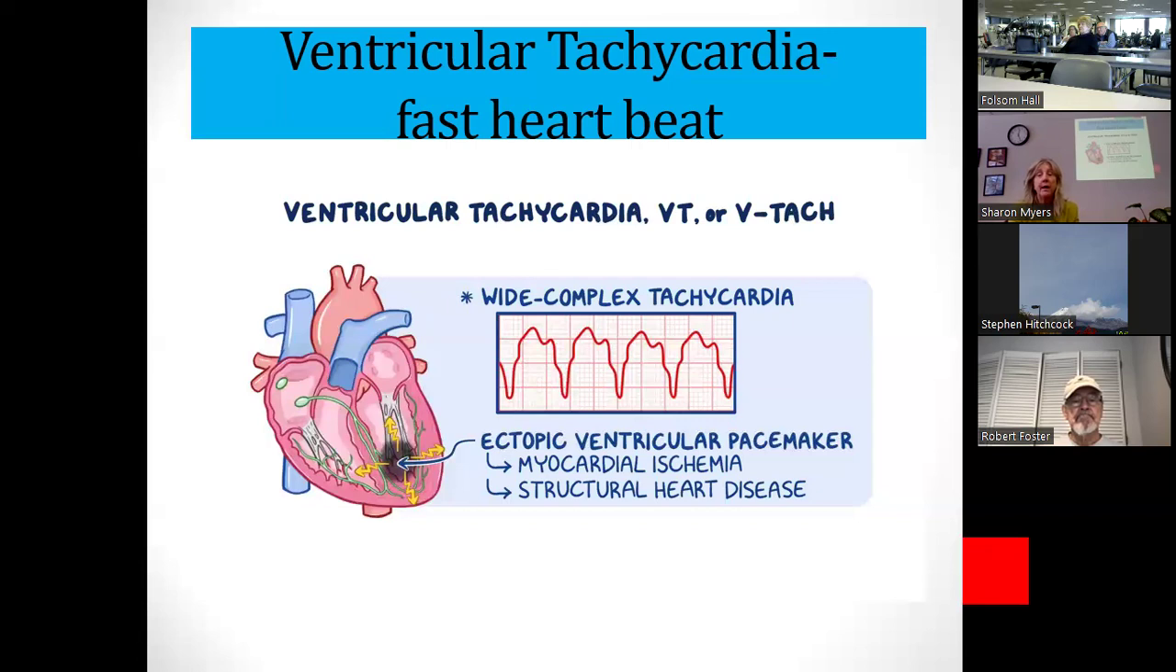And one of the common causes of ventricular tachycardia is having a blockage in one of your coronary arteries. It's also common in people that have heart failure because they have so much what we call structural damage to their heart. Their muscle is stretched, it's thickened, and the conduction system just can't work the way that it should because of all the structural damage that's happened in the heart.